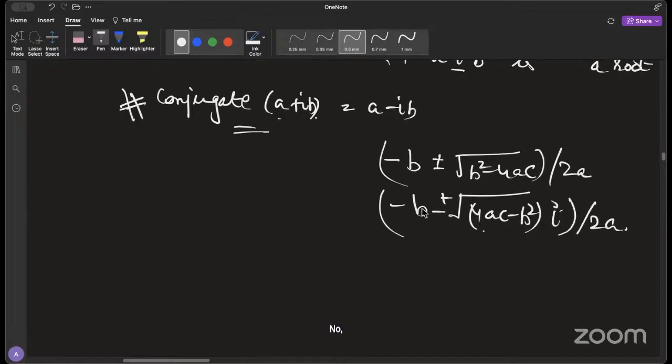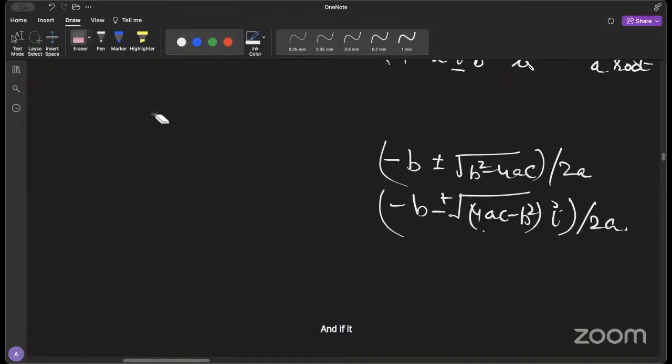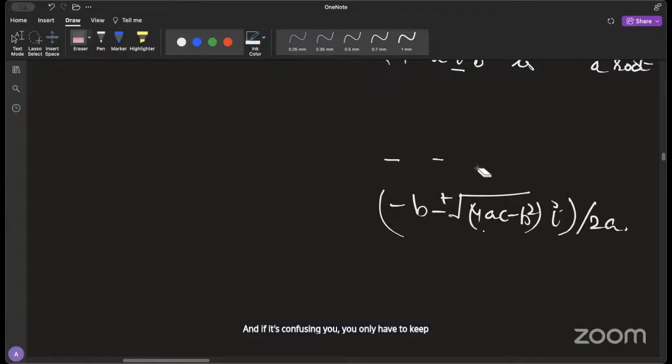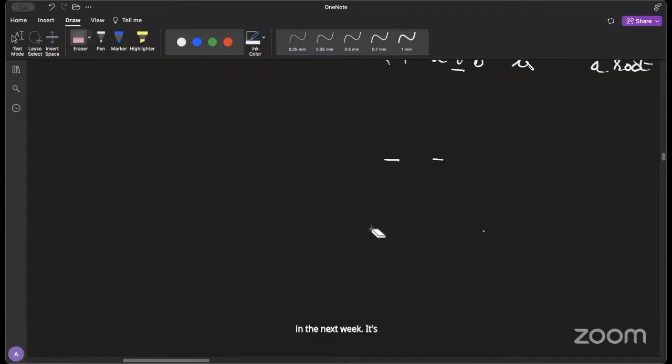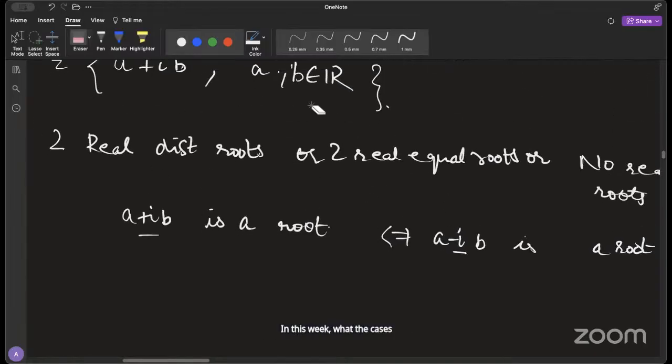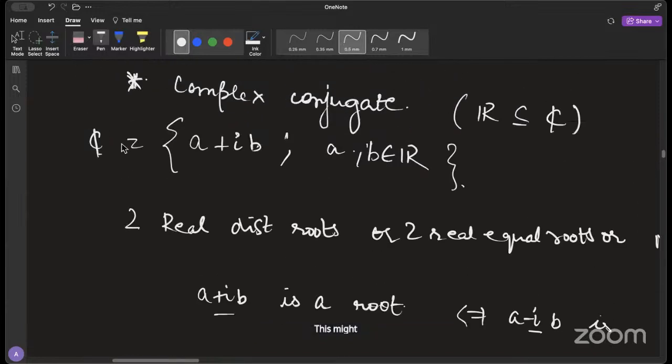No, what is iota? I never heard this before. Forget about iota. That's not needed. It's not in the syllabus. And if it's confusing you, you only have to keep one thing in mind, which will help you in the next week. It's not in this week. In this week, the cases we've discussed so far are enough. This might help you in later weeks.